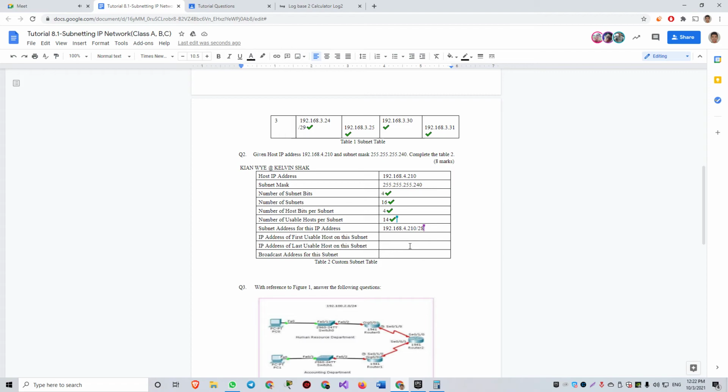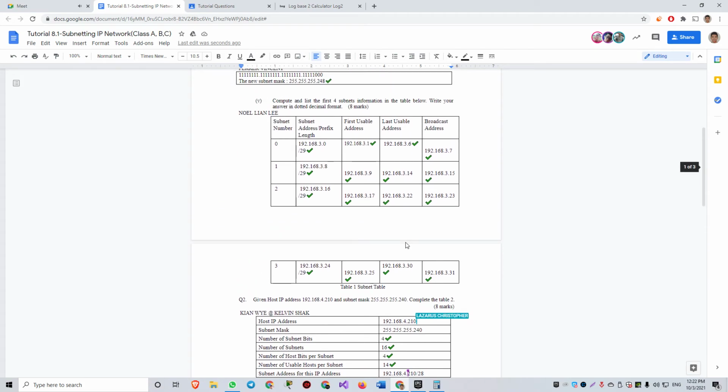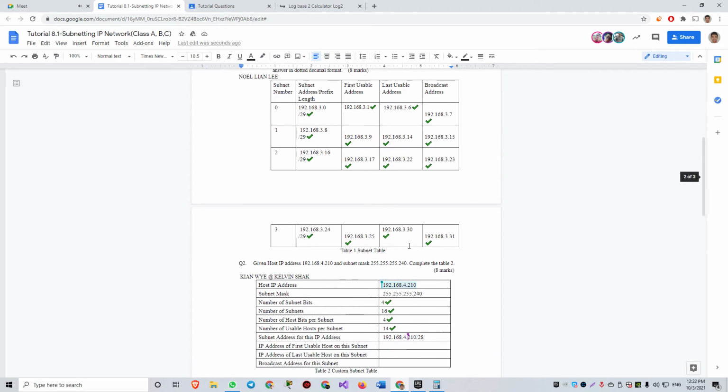All right. So the prefix is /28 because we borrow 4 bits, right? So that's correct. Wait, hang on. Subnet address for this IP address. Okay, hang on, where does this address fit? Calvin, where does this address fit? In which subnet does it exist? You have to figure that out.